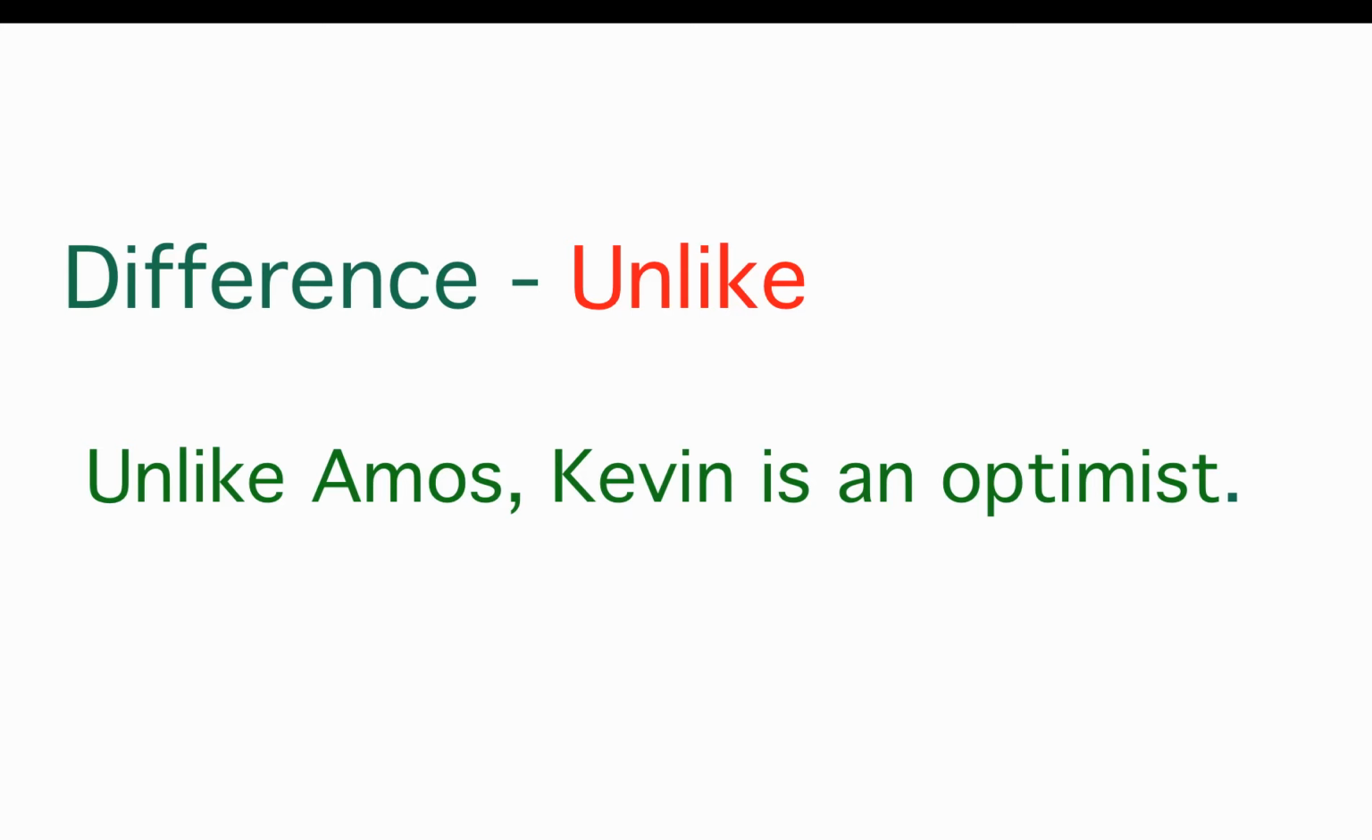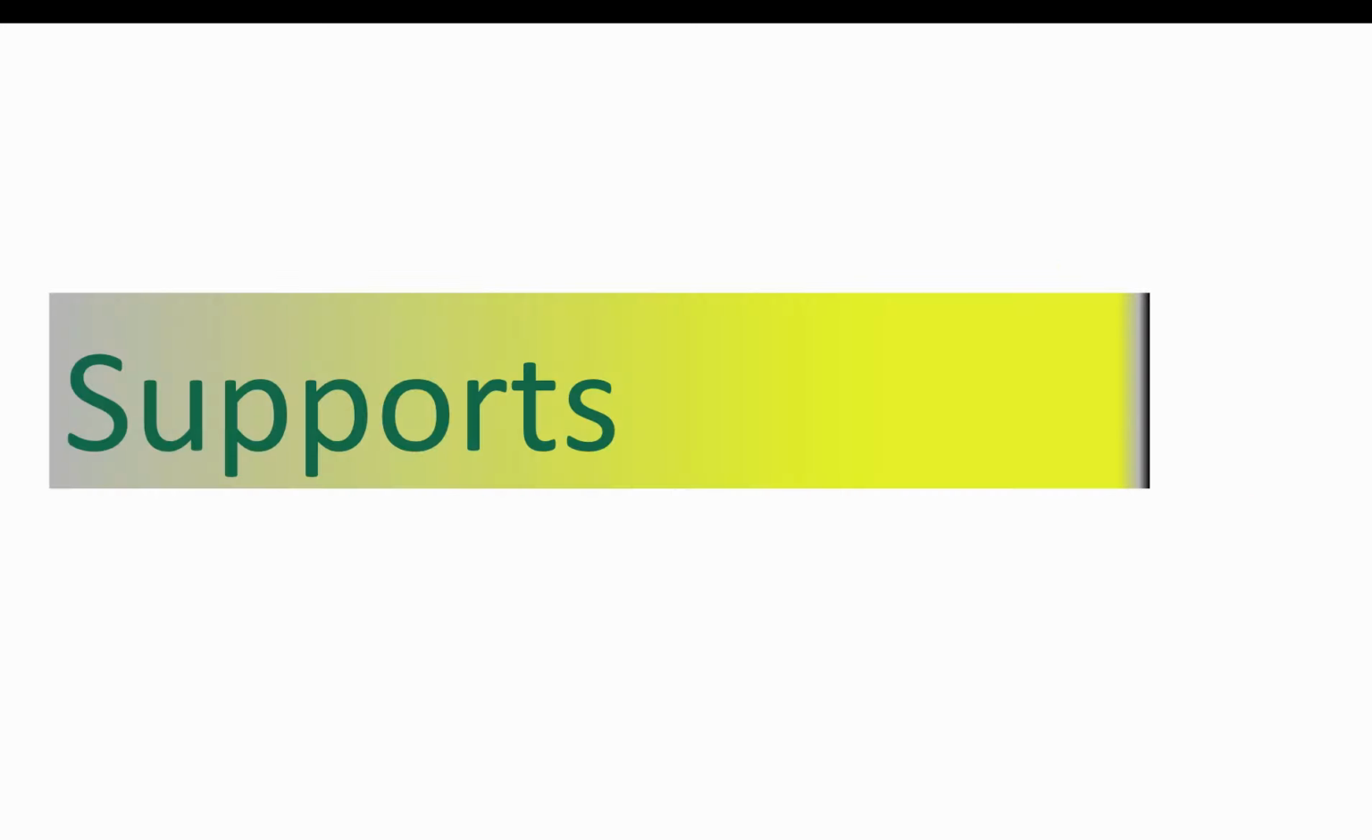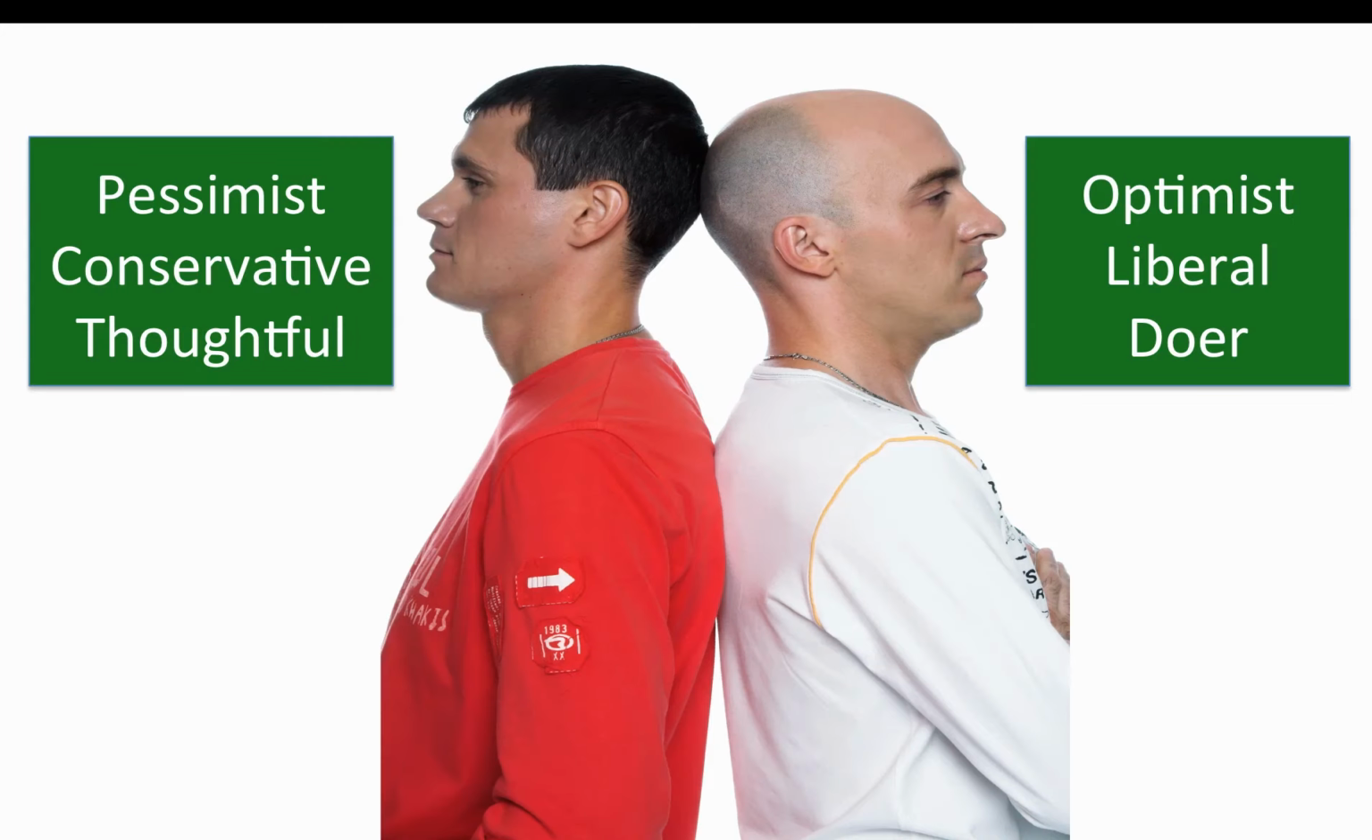We can use the preposition unlike, so unlike Amos, Kevin is an optimist. Or we can use the adjective structure of comparison, or the comparative: Amos is less active than Kevin. Now let's look at our supports. So we go back to our areas where we are going to make our comparisons: pessimist and optimist, conservative and liberal, thoughtful and doer.